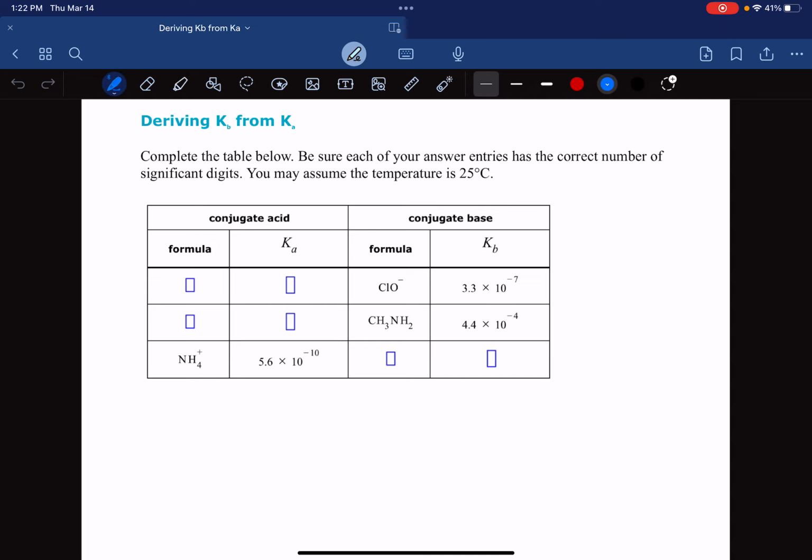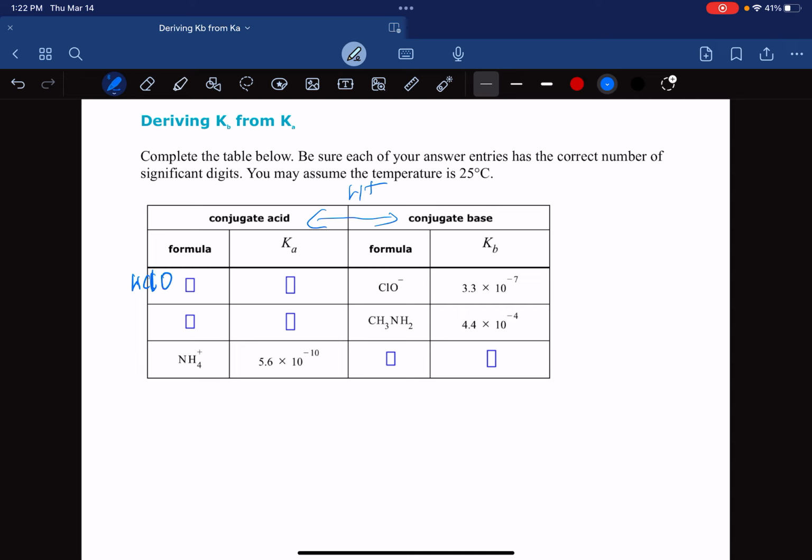All you have to remember is that the difference between a conjugate acid and a conjugate base is just an H plus. So if we look over here, we have ClO minus. So all we have to do is add an H in front of that, and what we're going to end up with then is HClO.